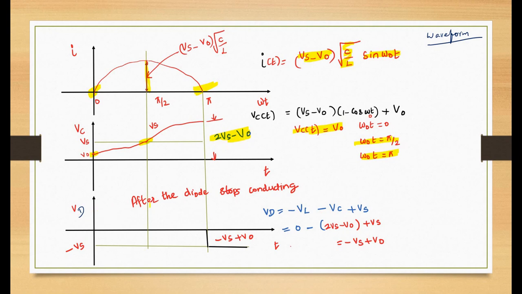And what about the voltage across the diode? First it is conducting, no? So there is no voltage drop across the diode, that is 0. And afterwards, the diode stops conducting. At this point, there is no current flow, so the diode stops conducting. And what about the voltage now? That is minus Vs plus V0. This is the final voltage across the diode.